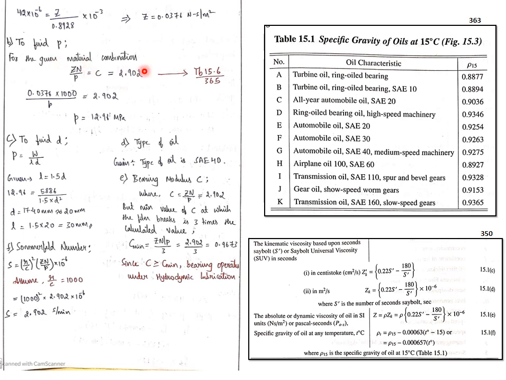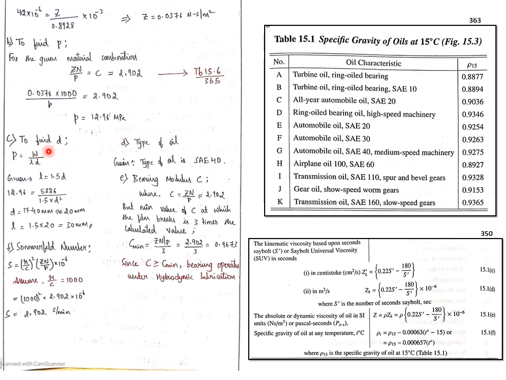Second step, to find the value of P. For the given material combination, you will get from the table 15.6, page number 365, Zn by P, that is bearing modulus C, equal to 2.902, corresponding to the material given. What is the material given? Hardened steel and babbitt. If you check in this table, you will get at the last 2.902 as the bearing modulus. Now if you equate these two terms, you can find the value of pressure.